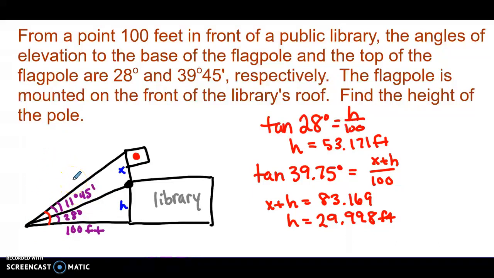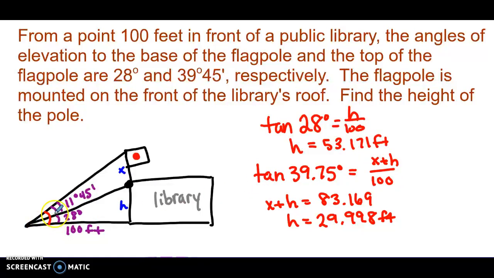So there's actually a couple ways you could do this. Perhaps you used law of sines. I used a system of equations. Either one will get you to the right answer. So I said tangent of 28 degrees is height over 100. So I got that the height was 53.171 feet.